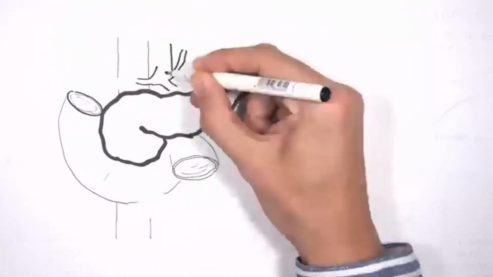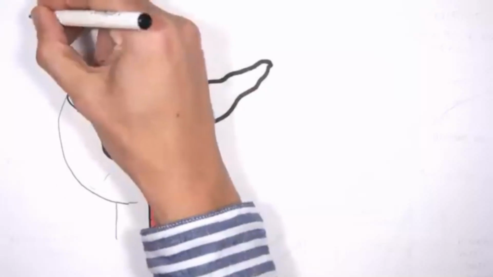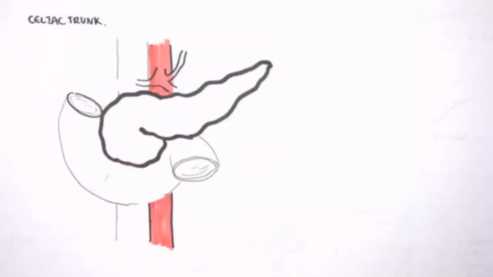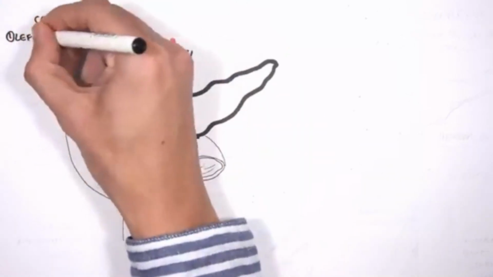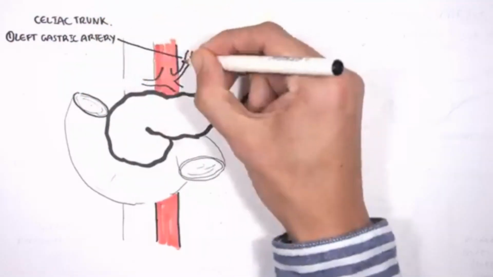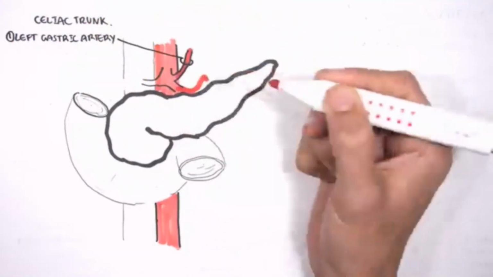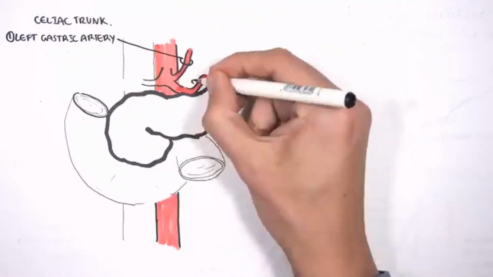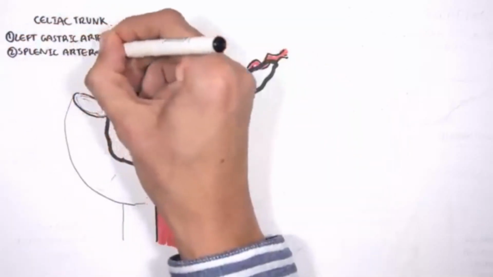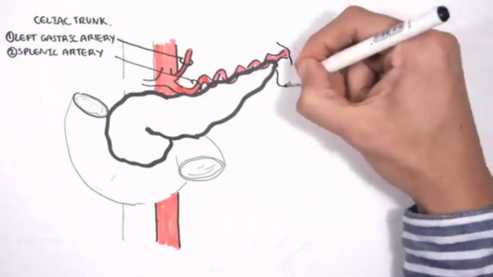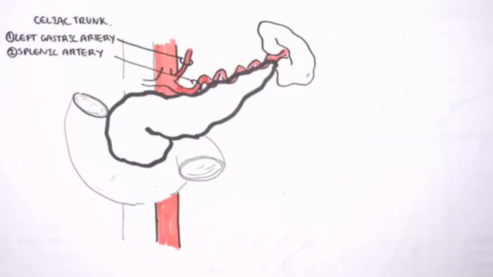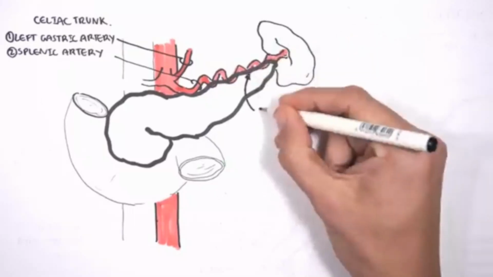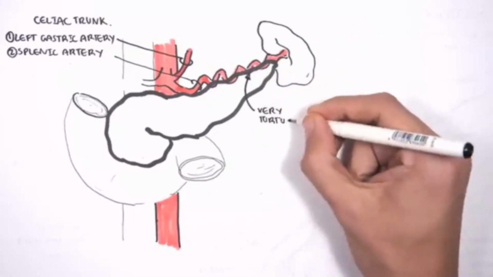Let's focus more on the arteries. So here is the pancreas. Remember the celiac trunk branches at T12 L1. It has three main branches. The left gastric artery will supply the stomach. The splenic artery, the second branch, is a very tortuous artery and has some branches supplying the superior part of the pancreas as well as the greater curvature of the stomach. The splenic artery ends at the spleen.